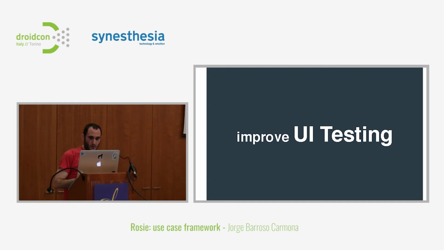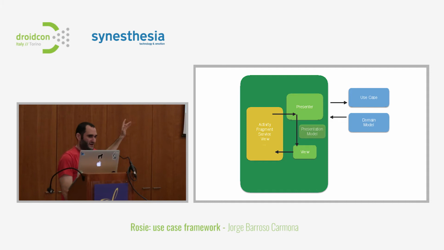Okay, this is an implementation. We are using right now a passive view. It's a model view presenter architecture with a passive view. For this reason, the presenter makes the logic of the application. Activities, fragments, services, and so on are binding the information with the UI. And we have a view.